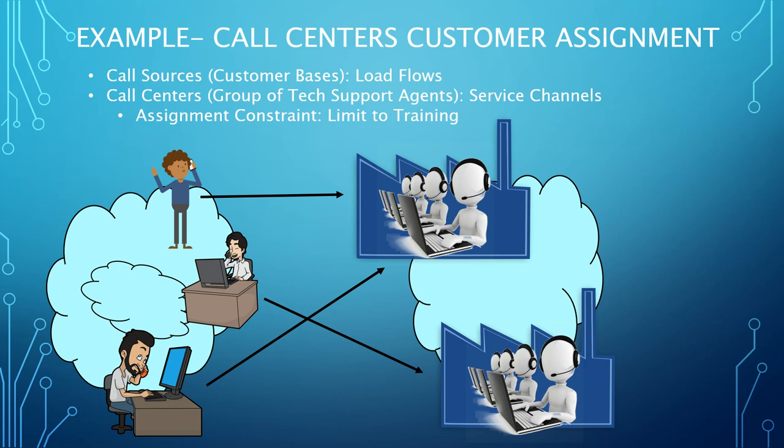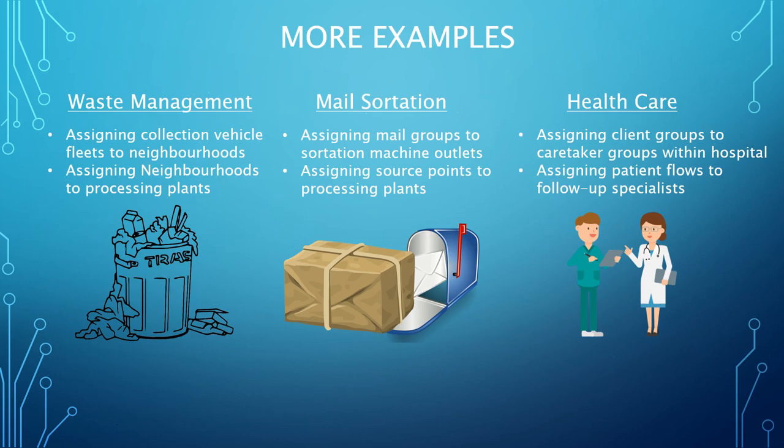The problem then becomes a matter of assigning customer bases, which we call load flows, to call centers, which are our service channels, so as to minimize the degree to which any one call center is overburdened, which would result in undesirably large queues for customers. At the same time, the variation in loading across time is minimized for each service channel or call agent building. This makes it easier to schedule static numbers of workers and maximize their utilization as well. Other examples for application of this program include waste management, mail sortation, and healthcare. The method is really applicable to any context at all that fits the description on the first slide.